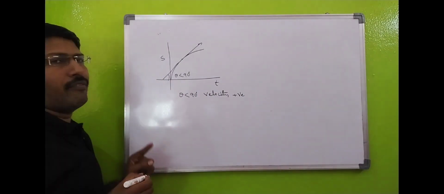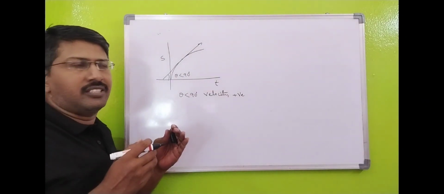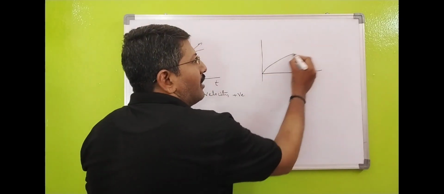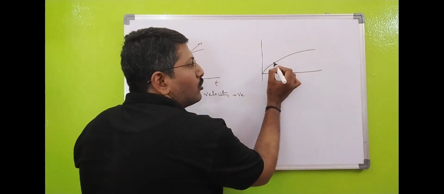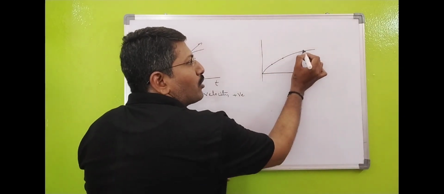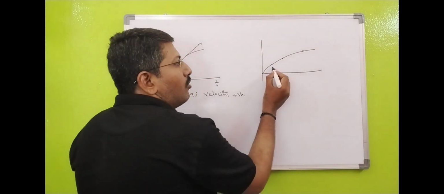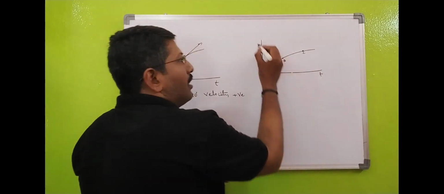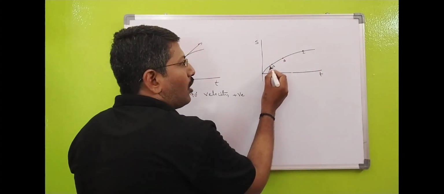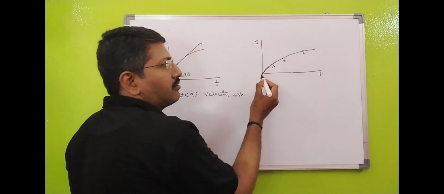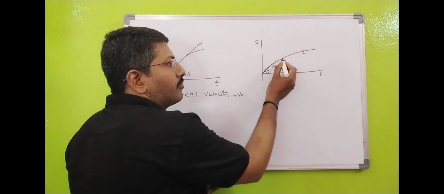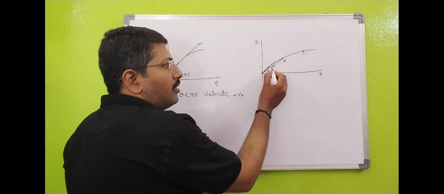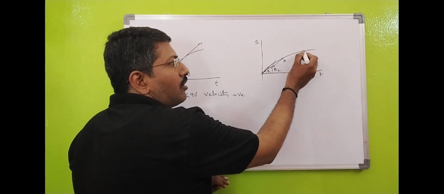Increasing velocity or decreasing velocity? See here. Next, I will draw one more graph like this and choose any two or three points on that graph. This is point A, this is point B, this is point C. Here I take time and this is the displacement. Draw the tangent like this. This is theta 1. Next, you take one more point like this. This is theta 2. Next, if you draw one more, this is theta 3.